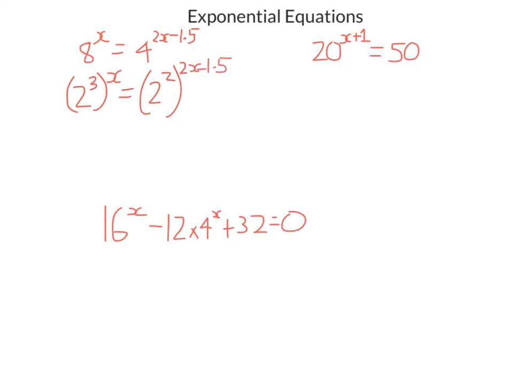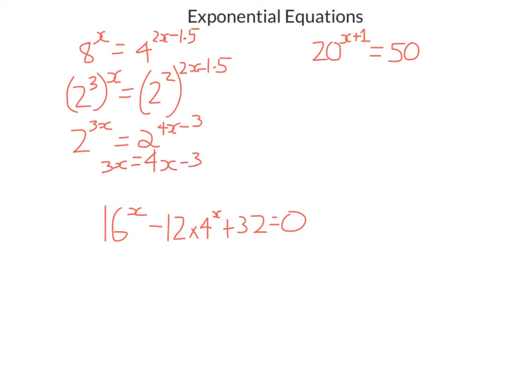So the power to a power rule says you keep the same base and multiply the powers. So this is 2 to the power of 3x is equal to 2 to the power of, now I have to multiply 2 by everything: 2 by 2x and 2 by minus 1.5. So if these two are equal, then obviously their powers must be equal. 3x is equal to 4x minus 3. So you just solve this equation.